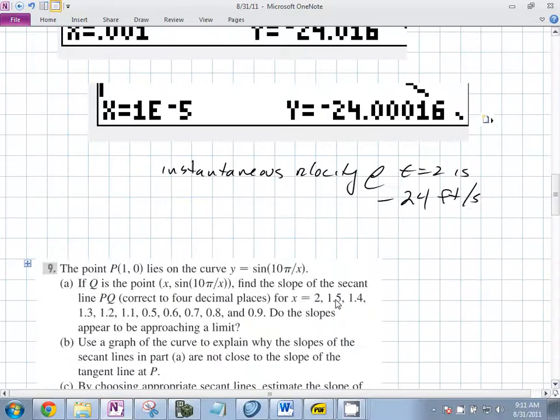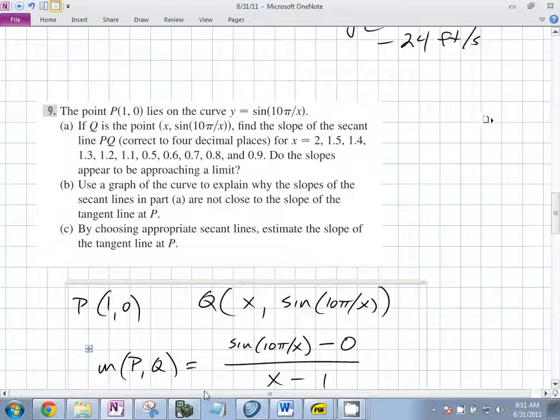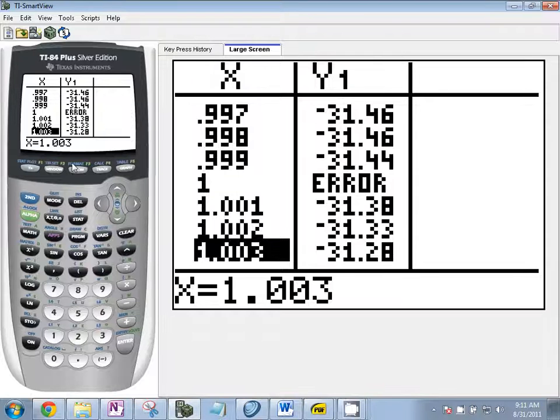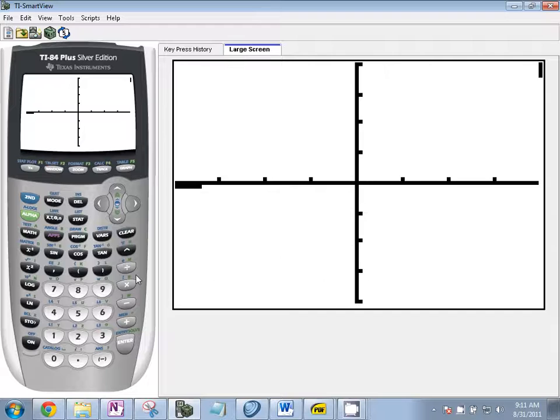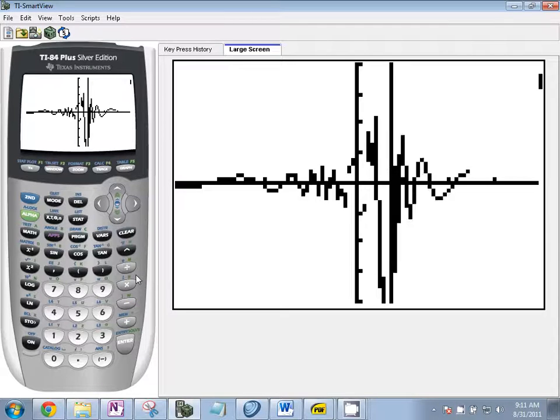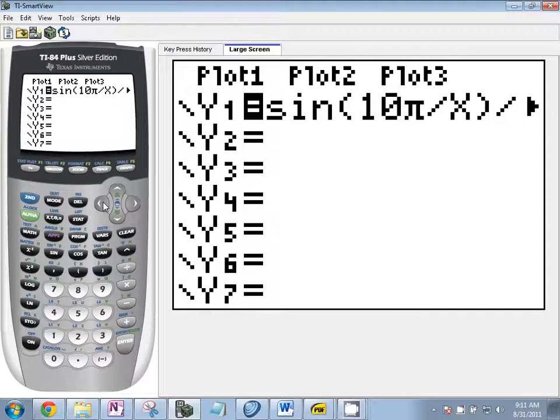We need to change the window. Let's go zoom trig. What's it look like is happening around the origin? Insanity. Or actually around 1, around the point P. Insanity, right? Looks like it's pretty crazy. Now, let's look at the function again. You're doing sine of 10 pi divided by x, right? Yes. Where do you want to zoom in here on this graph? On 1. Where x equals 1?